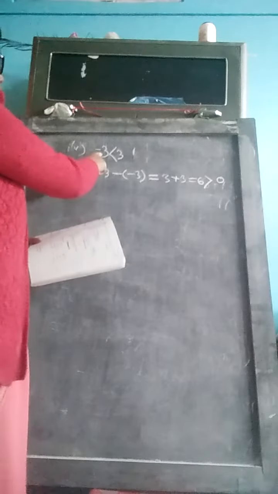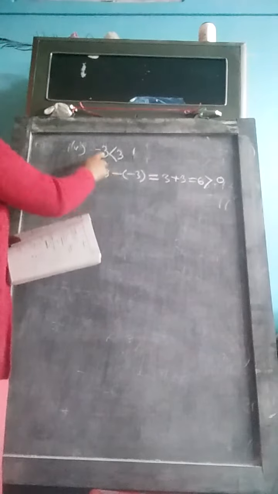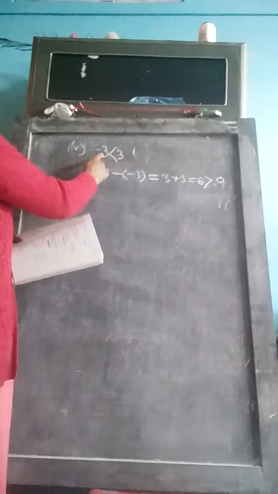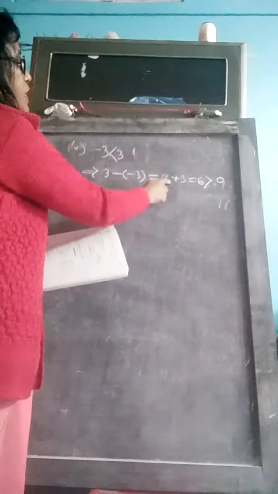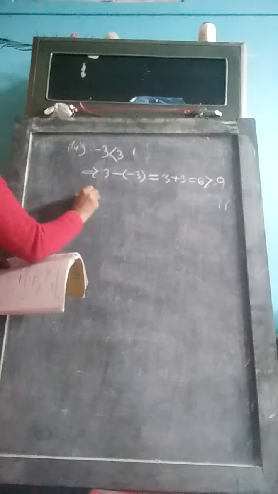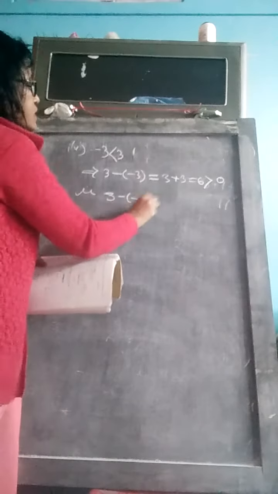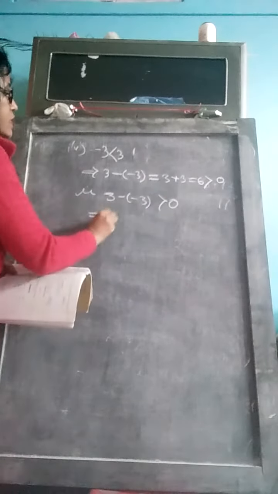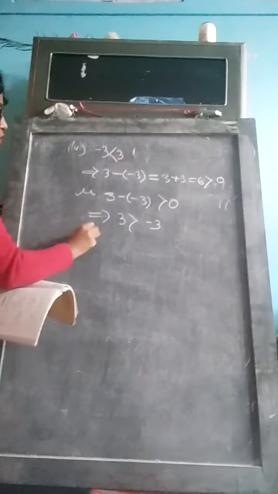Question number 5. Minus 3 is less than 3. This implies 3 minus minus 3, which becomes 3 plus 3, equal to 6. Greater than 0. That is, 3 minus (minus 3) is greater than 0. That implies 3 is greater than minus 3. So it is true.